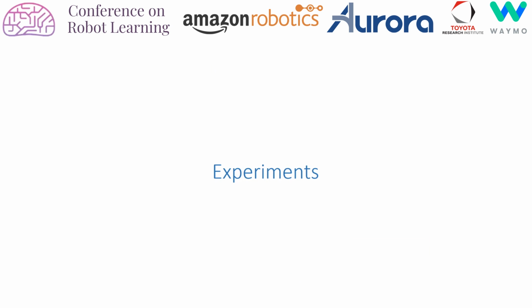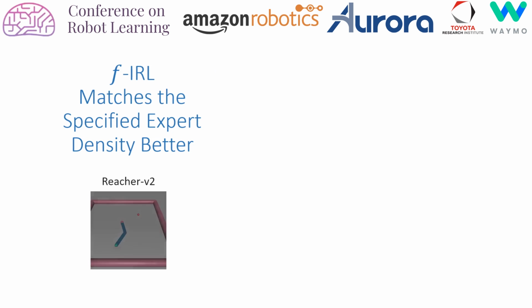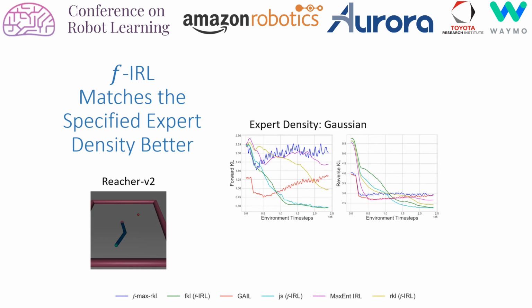We now present the experiments. In the first experiment, we investigate whether f-IRL can successfully match a specified expert density. The task is to move the fingertip of the virtual robot. We consider the expert density to be a Gaussian distribution centered at the goal region. We expect that if f-IRL matches the expert density better, it should have lower KL divergence in state marginal compared with prior methods.